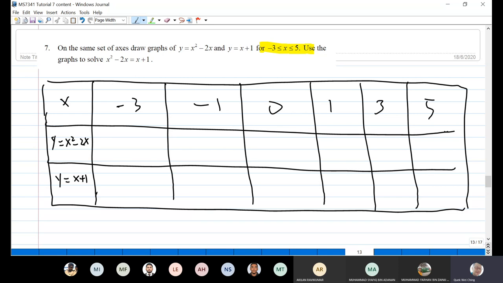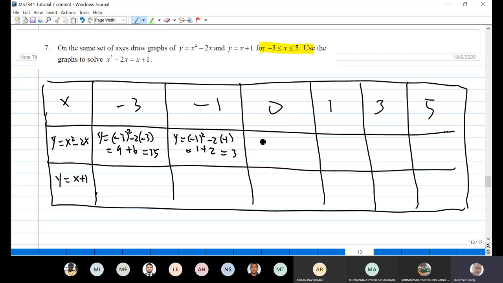Okay, so I set up some points here. This line, how many points? 1, 2, 3, 4, 5, 6, 6 points. So first line is y equal x squared minus 2x. So put x equal to minus 3 here. So y equal to minus 3 squared, minus 2 times minus 3. And 9 plus 6, we have 15. Then put x equal to minus 1, y equal to minus 1 squared, minus 2 times minus 1. Okay, we get 1 plus 2, we get 3.